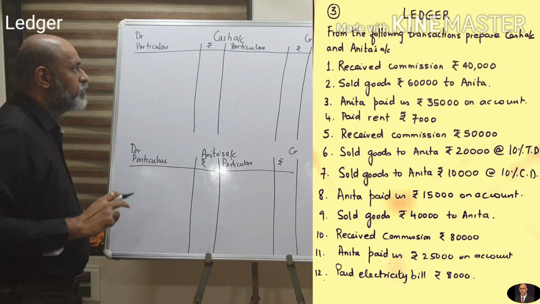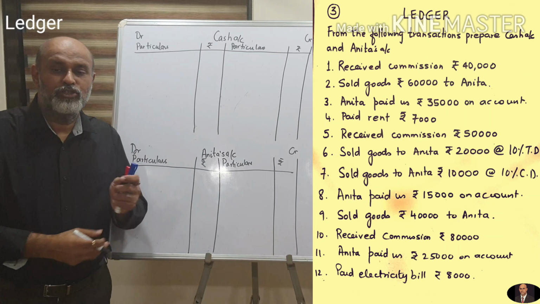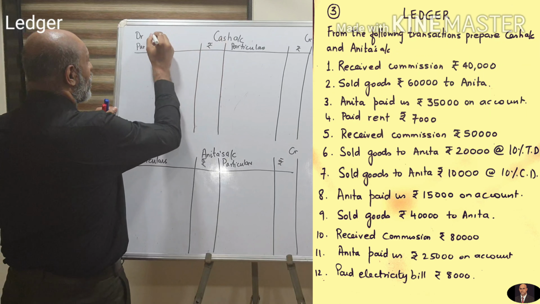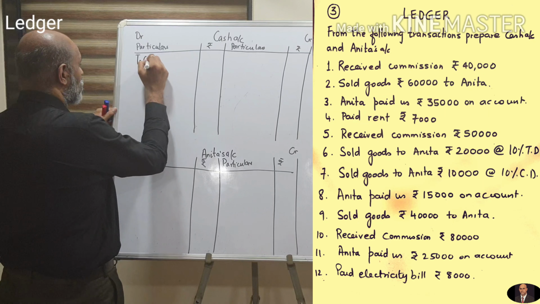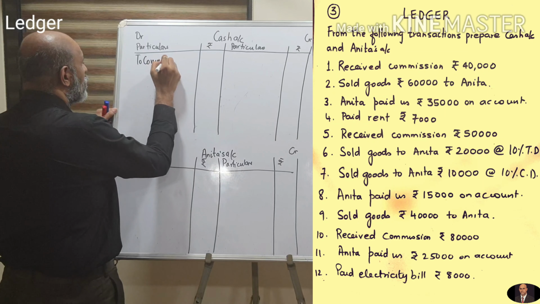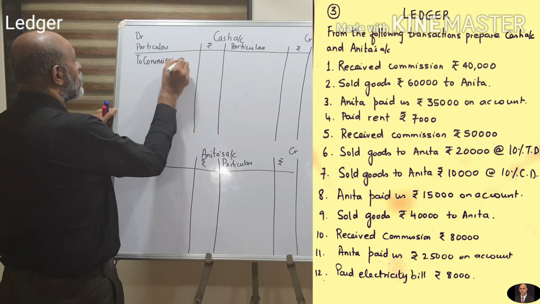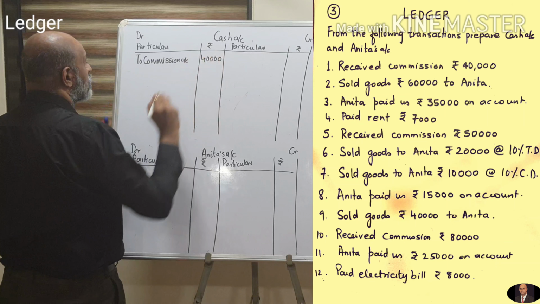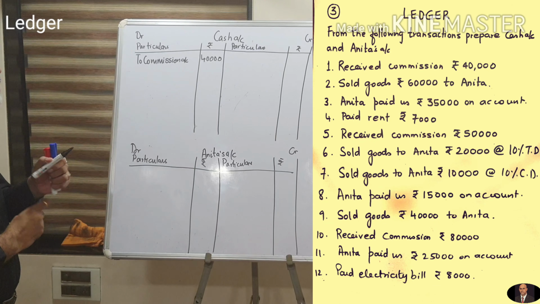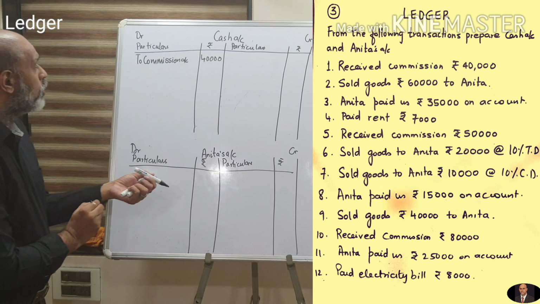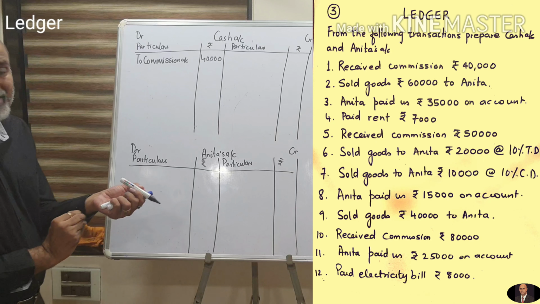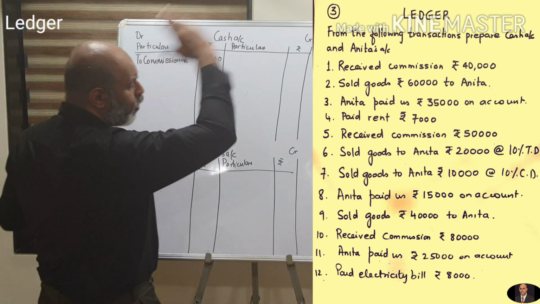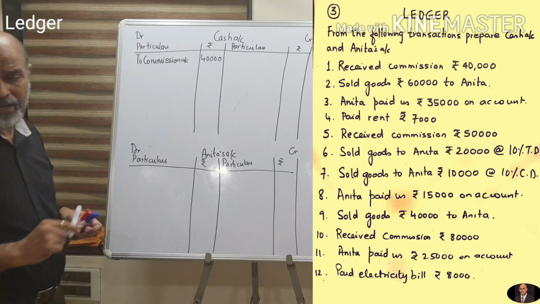Fine, so we start off first. The first is received commission rupees 40,000. So you have received commission, so it is cash account debit to commission 40,000. What you would do is go to the commission account, go to the opposite side of the commission account, and write down by cash 40,000.